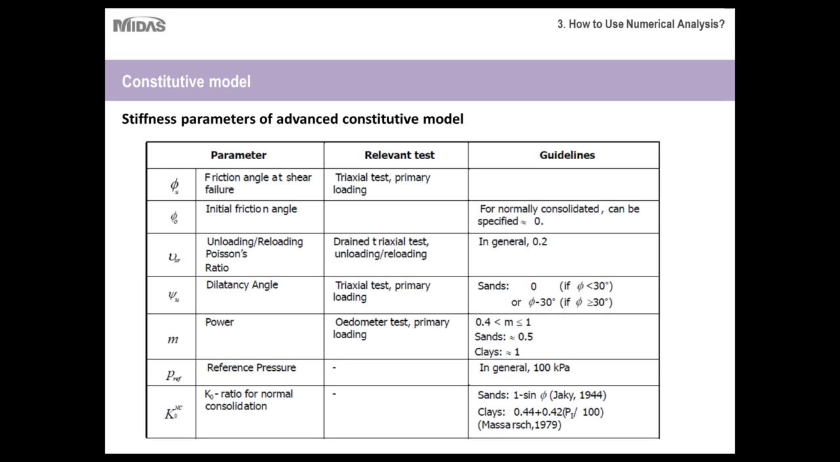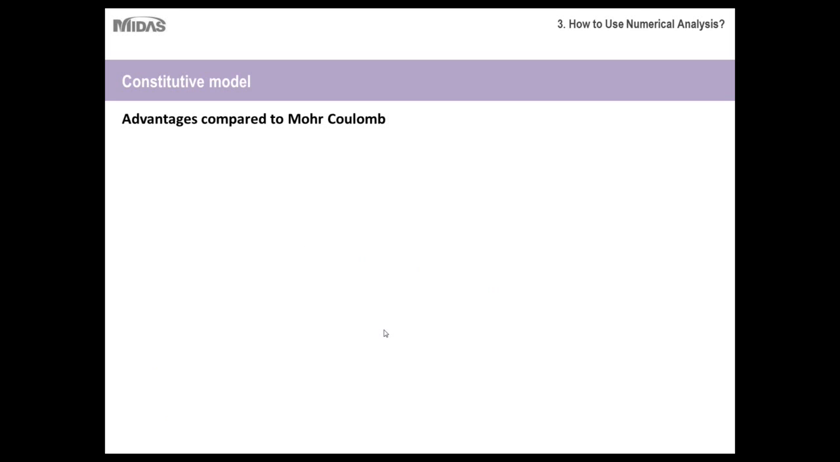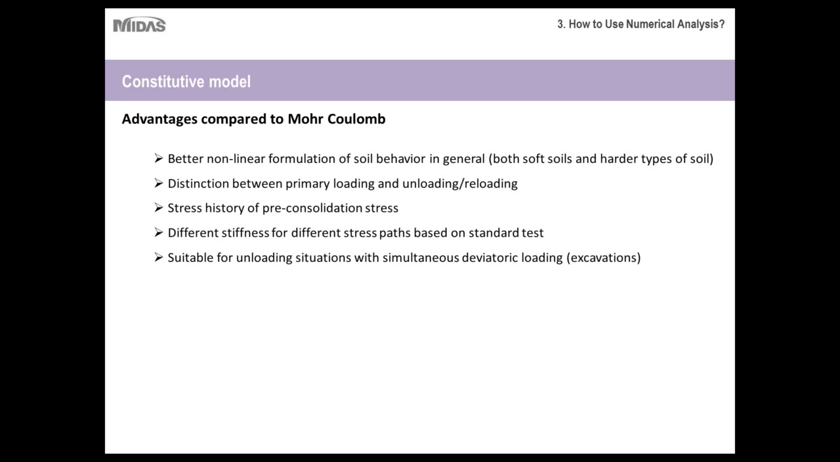Then there are additional parameters that are required to complete the definition of advanced material models, and you can see they are determined based on different types of field tests. So since there are so many tests and so many parameters that you have to account for, what are the advantages of doing all this as compared to Mohr-Coulomb? The advantage is that advanced material models show better non-linear formulation of soil behavior in general, and you can use them for both soft soils and harder types of soil, whereas Mohr-Coulomb goes well with the harder types of soils where there is no significant consolidation or settlement occurring.